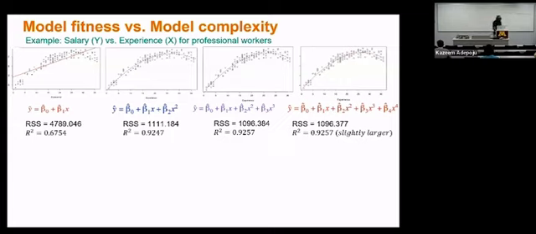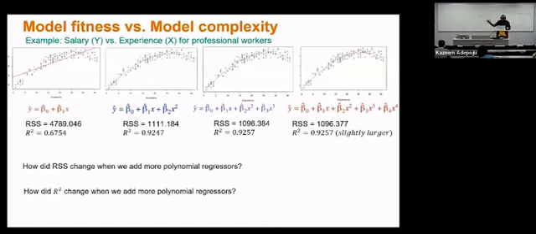Okay. Now, I just asked a question. How did the RSS change when we had more polynomial regressors? Of course, the RSS is going down. The residual sum of squares will continue to decrease. Then what about R square? The R square is going to be increasing, even if you are adding a regressor that doesn't make sense. R square has a tendency to be going up. And that is the reason why R square cannot be trusted anymore.